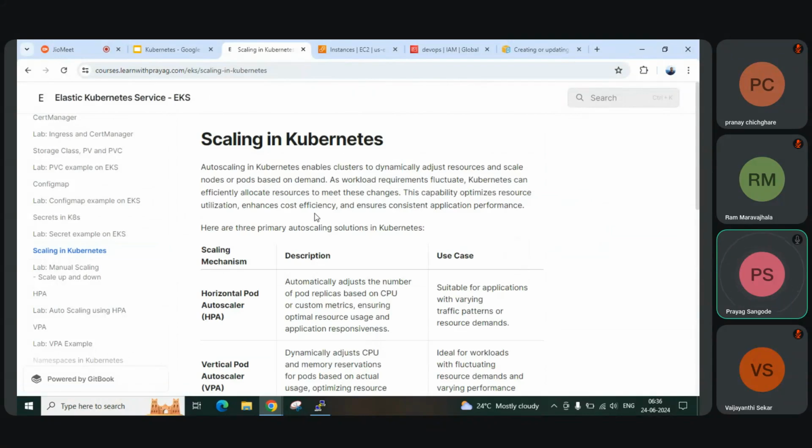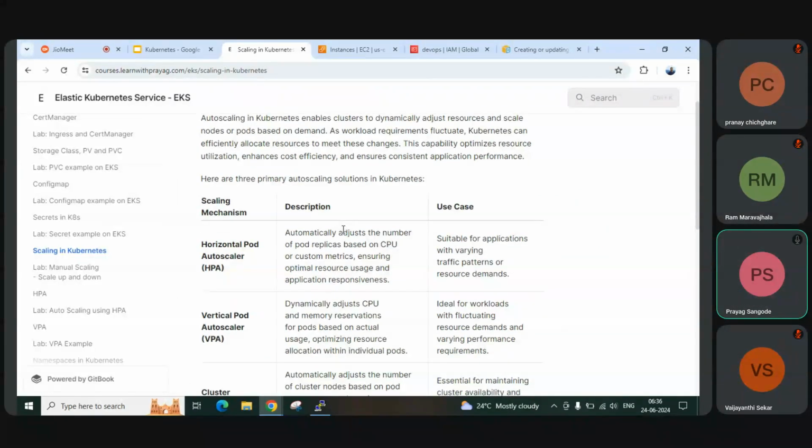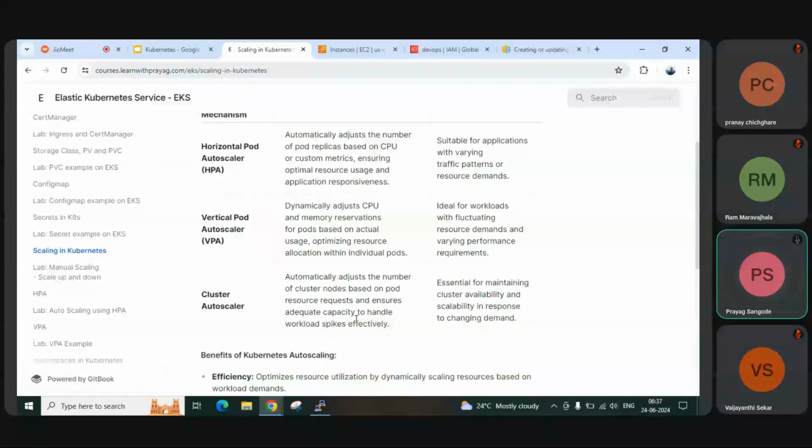Scaling in Kubernetes. As the name suggests, scaling is increasing or decreasing the number of CPUs, the number of pods, or the number of nodes based on certain conditions. That is scaling in Kubernetes. When we increase the number of pods, CPUs or nodes, that is called a scale up. And when you decrease the number of CPUs, pods or nodes in a cluster, it is called a scale down.